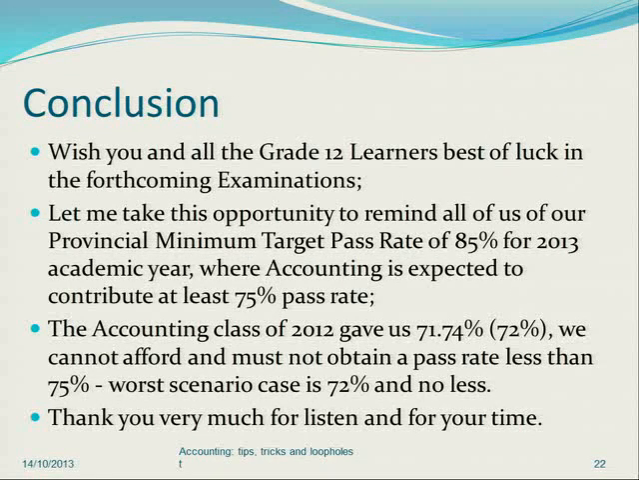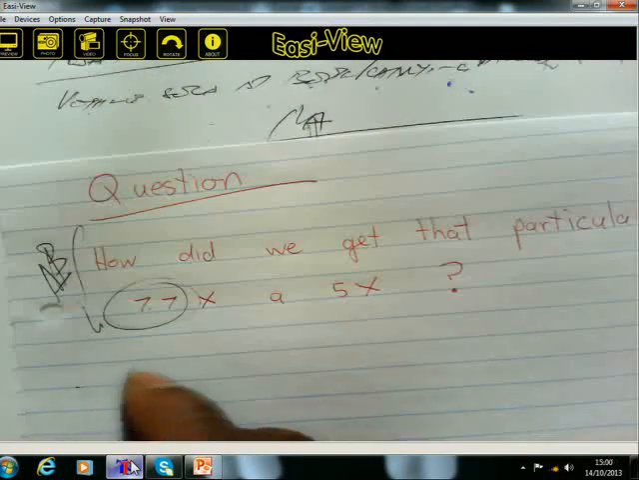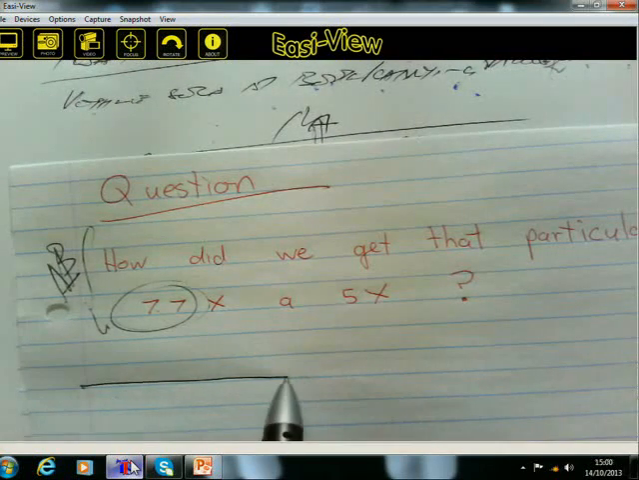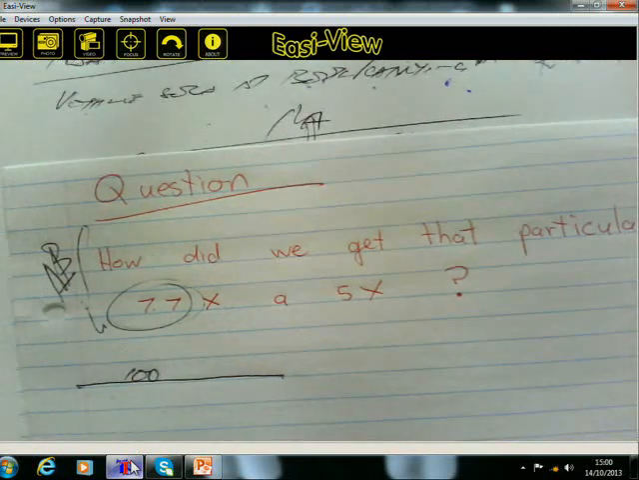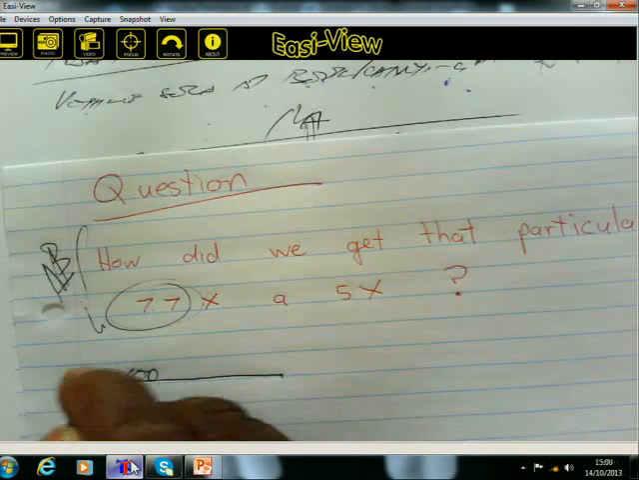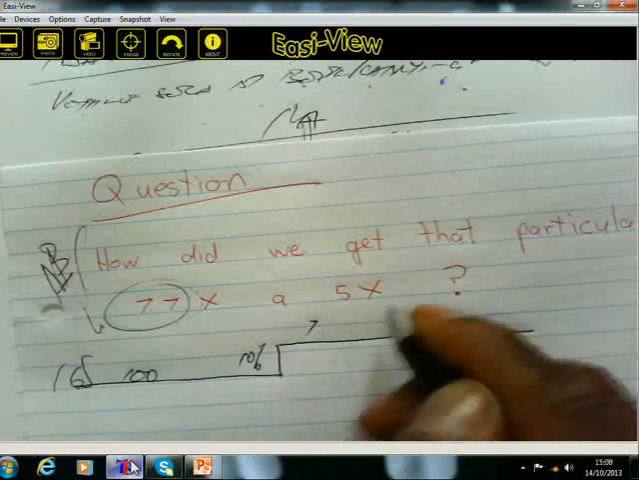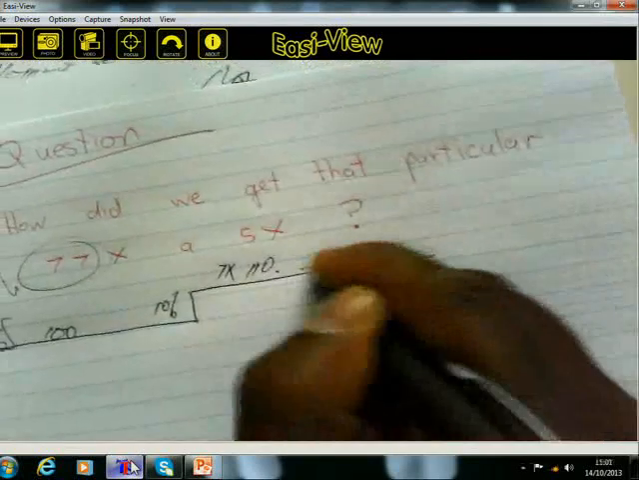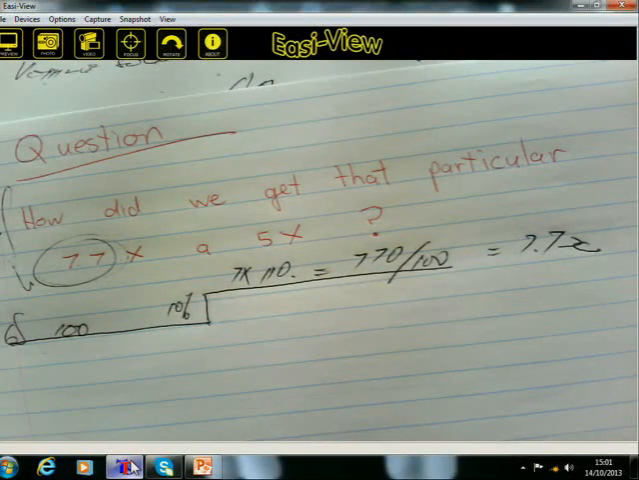Before I thank you for listening and for your time, I have a question that I need to answer. The question is, how did we get that particular 7.7? Look, this is how I arrived at the 7.7. For the first 6 months in that example, we had an even payment towards rent, which I would equate to 100%. Then that is for the first 6 months. Then it went up by 10% for a period of 7 months, so it was 110 times 7, giving us 770. If you divide this by 100, it gives us 7.7, so that is how the 7.7x comes in.